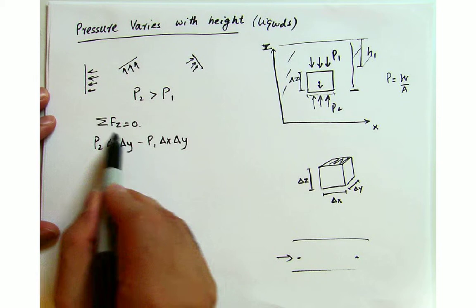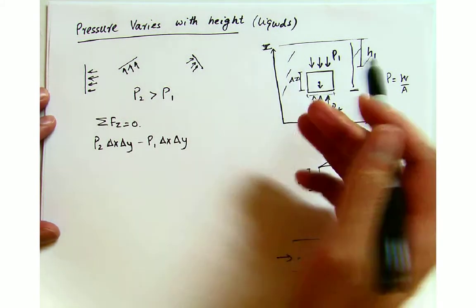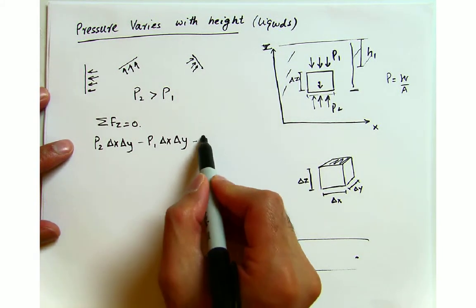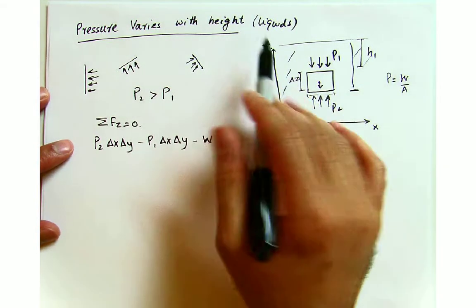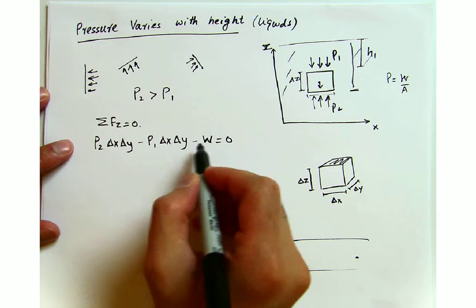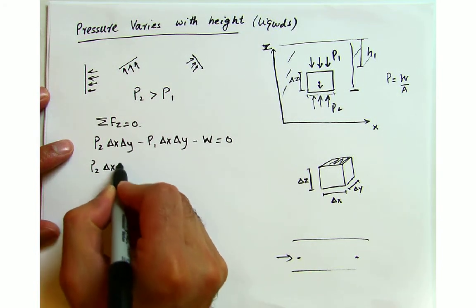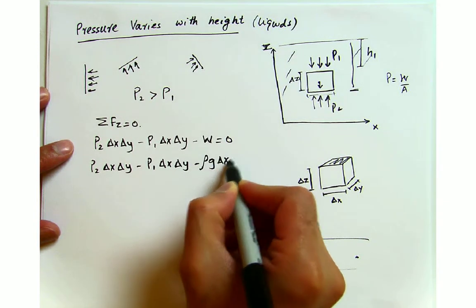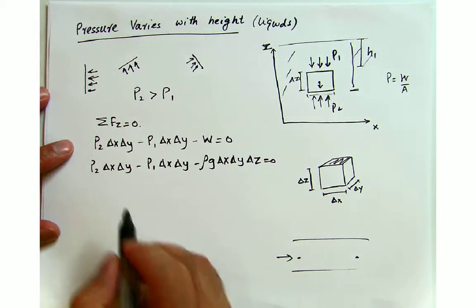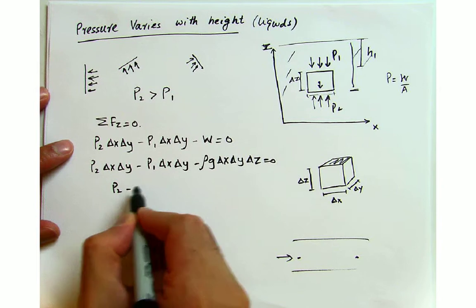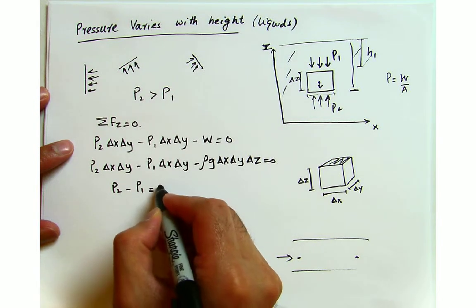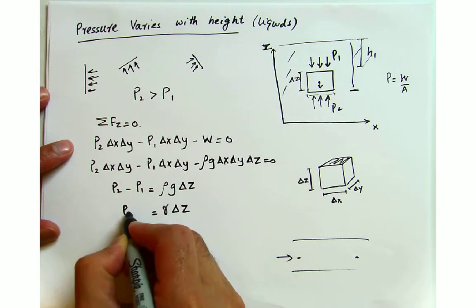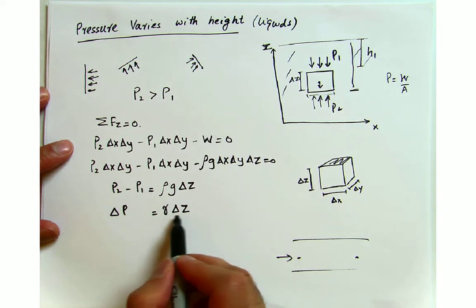So either I can write it in terms of that because I'm doing the force balance, or I can simply make them equal to W, which is the weight. So if I'm looking at the forces, P2 delta x delta y minus P1 delta x delta y minus W is equal to 0, because I'm taking this side to be positive, this is negative. And W can also be written as rho g delta x delta y delta z, which is the volume. Now I'm going to divide everything by delta x delta y, so P2 minus P1 is equal to minus rho g delta z, where rho g is gamma. So this gives me the change in the pressure as gamma times delta z.